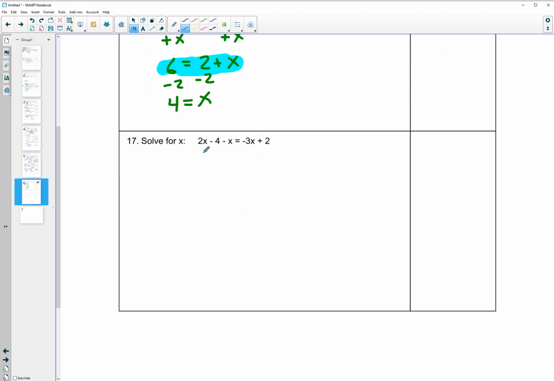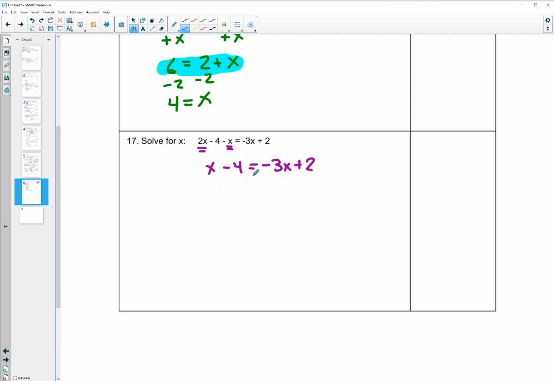Okay, solve for x here. There's no fraction to worry about here. I do have two like terms, so I do want to combine those first. So 2x minus x is x. And just leave everything alone. Remember, this is such a good habit to rewrite things we're not using.